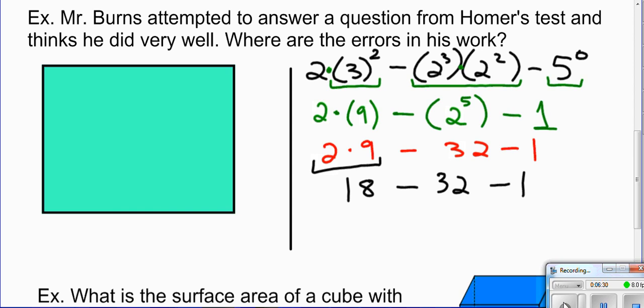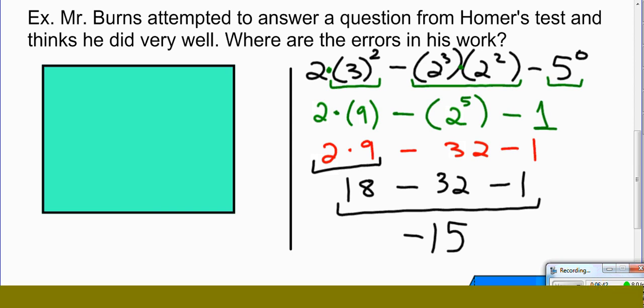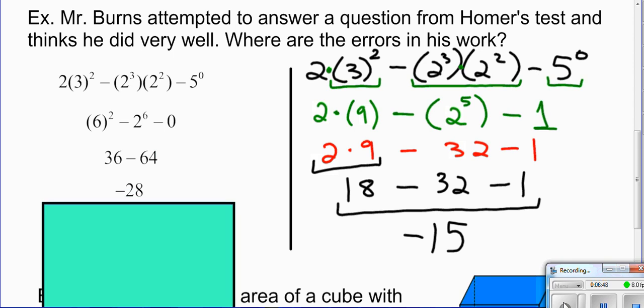Now it's all subtraction, so I'm going to go from left to right. So I have 18, I'm taking away 32, I'm going to be in the negatives, and then I'm going to take away 1 more, so I go 1 more negative, and we end up at negative 15, which is a little bit different than what they got.